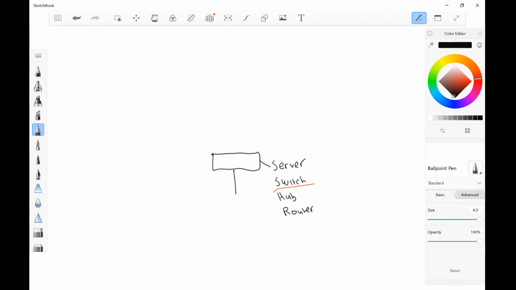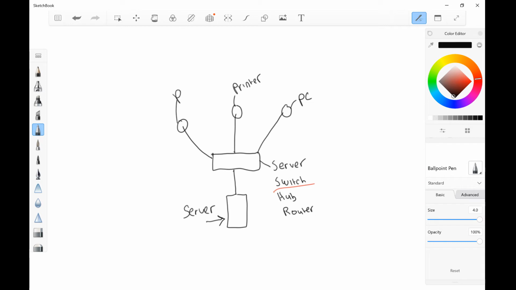Now that switch will be connected to something like a server. And then all of your nodes are connected to the switch. There you go. So you've got something in the middle connected to all the other nodes. Sometimes you just see something like that. It's absolutely fine. But again, you need to have a central point, and all the nodes, no matter what they are, all need to be connected to the central hub, server, switch, or router.